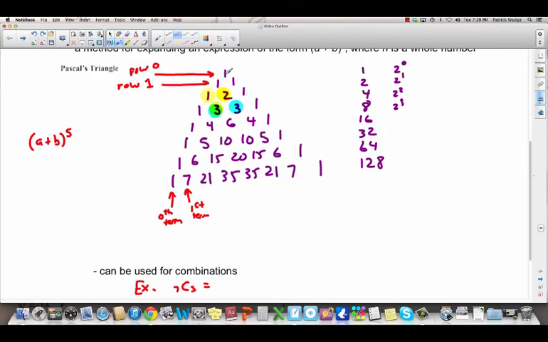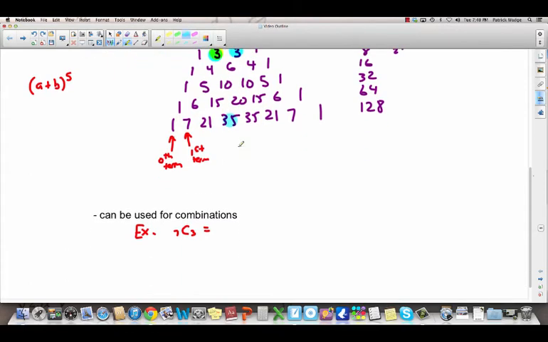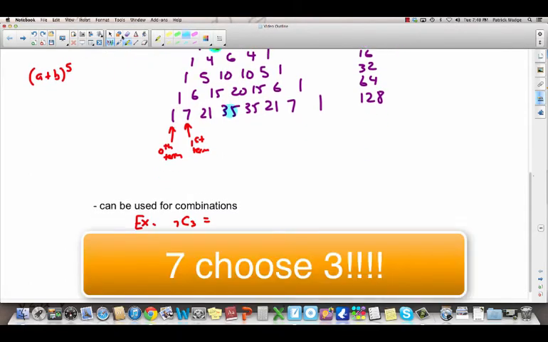Okay, this is row 0, 1, 2, 3, 4, 5, 6, 7. This is 7 choose 0. This is 7 choose 1. This is 7 choose 2. And this right here is 7 choose 3. It's in the 7th row, because remember 0, 1, 2, 3, 4, 5, 6, 7. And it's the 3rd term, because remember 0, 1, 2, 3. 7 choose 3 is 35, I promise you.